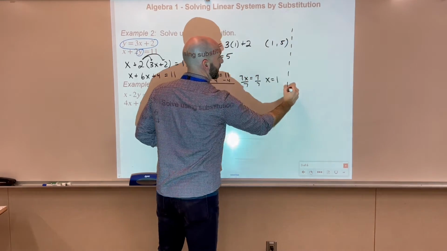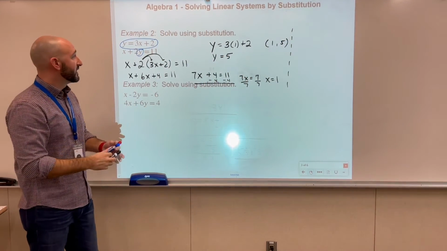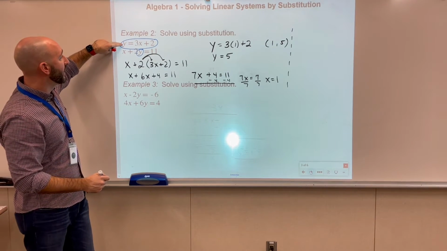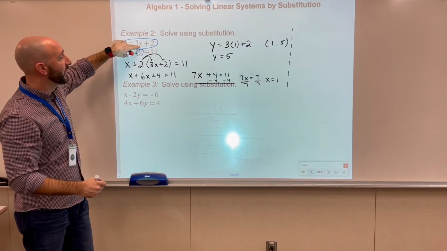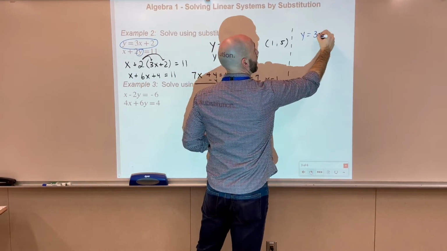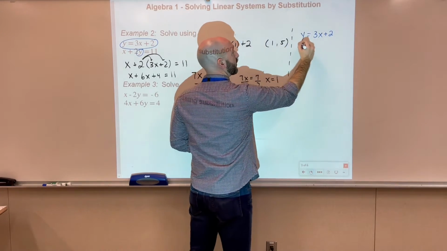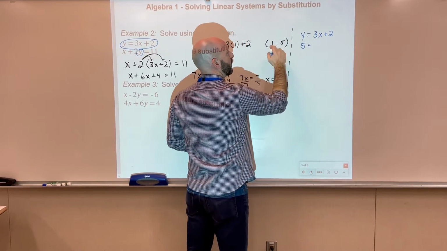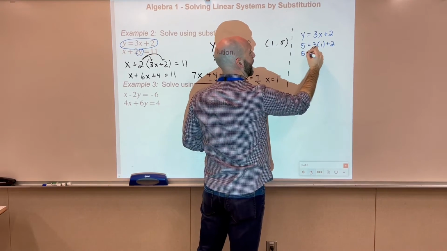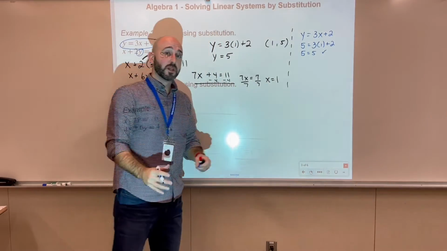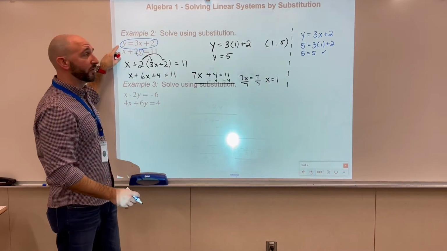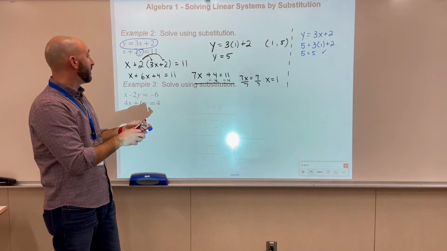Now what we're actually going to do is check this one so I can demonstrate for you how this works. We're going to replace y in this top equation with 5 and x with 1. So the original equation is y equals 3x plus 2. y gets replaced with 5, x gets replaced with 1. And what we'll see is that 5 equals 5 is a true equation, which means that this ordered pair works in the top equation. Now let's see if it works in the bottom equation.